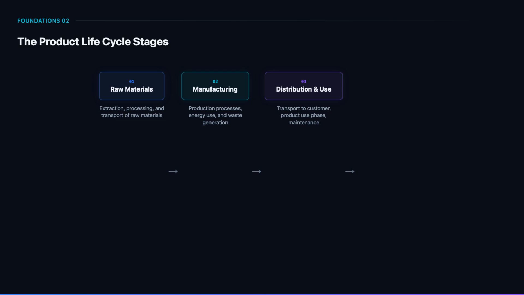The use phase covers energy and material consumption during the product's operational life, maintenance, and repair. For energy-using products like vehicles and appliances, the use phase often dominates the total carbon footprint. End of life covers what happens when the product is discarded. This includes collection and transport to waste facilities, recycling and material recovery, energy recovery through incineration, and landfill disposal. Recycling can generate credits that reduce the overall footprint, while landfill of organic materials generates methane emissions.